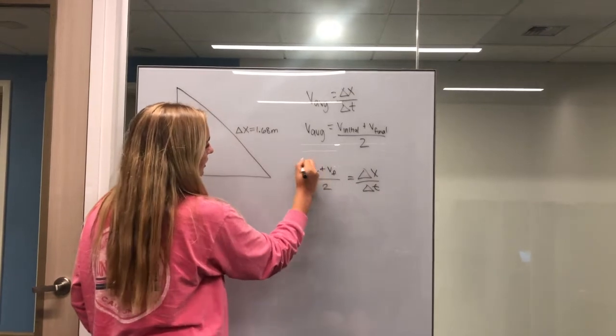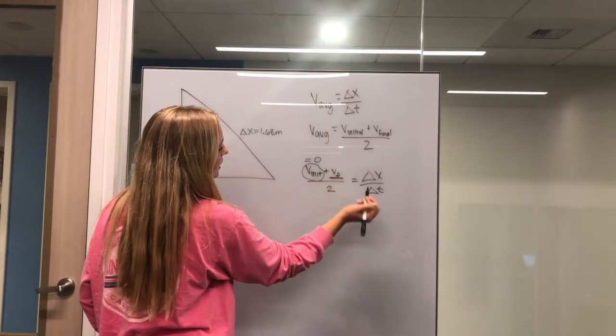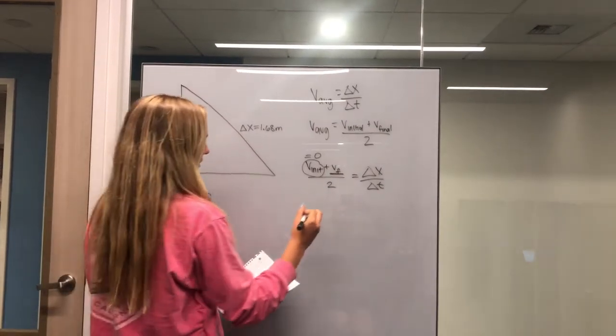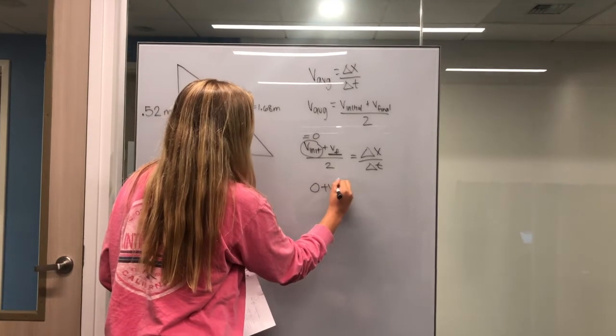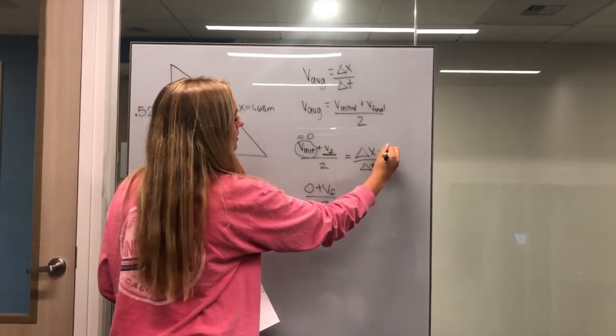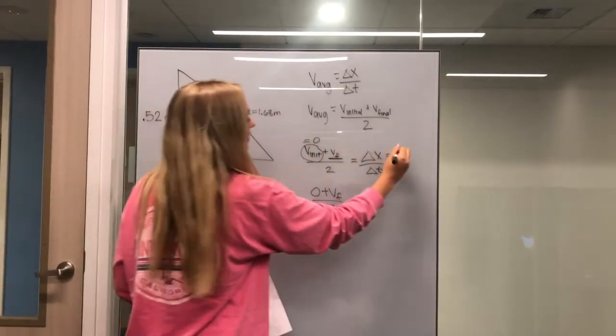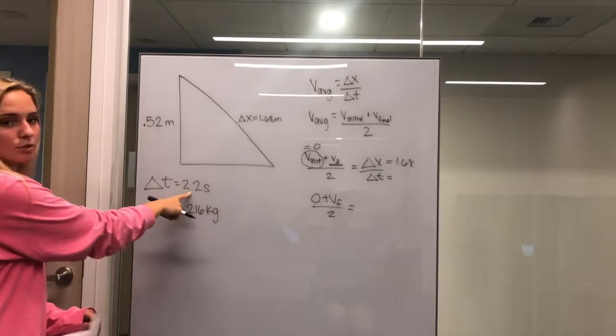And we know that v initial is equal to 0, and we're trying to find our final velocity. So we're going to go through the calculations, and we're going to say 0 plus vf over 2 is equal to, we know our delta x, which equals 1.68, and we know our delta t, which equals 2.2.